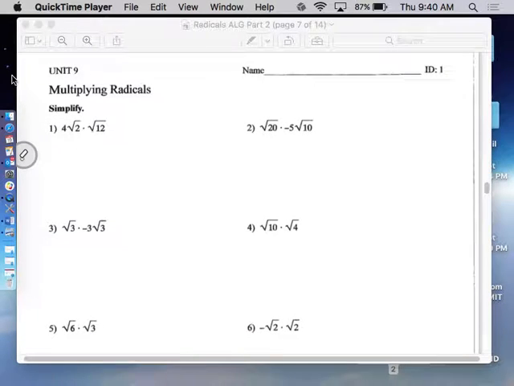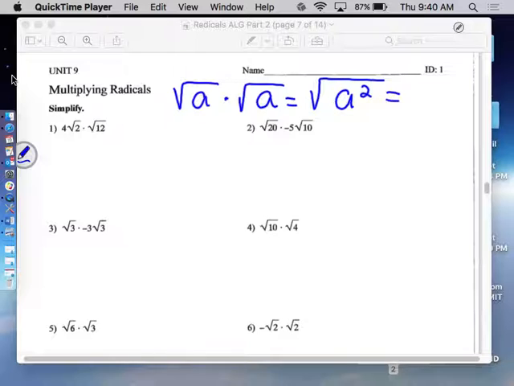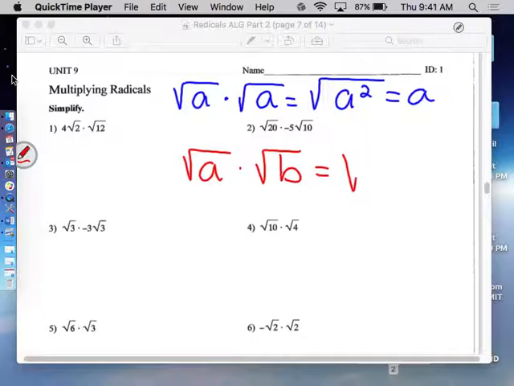So when you're multiplying radicals, here's your basic property. The square root of a times the square root of a is the square root of a squared, or just simply a. So when you have a radical multiplied times itself, it's just simply the radicand, or the number that was underneath the radical. If I have the square root of a times the square root of b, that's the same thing as having one big radical with the product of a times b under the radical. So let's use the 2 basic properties as we look at some of these questions.